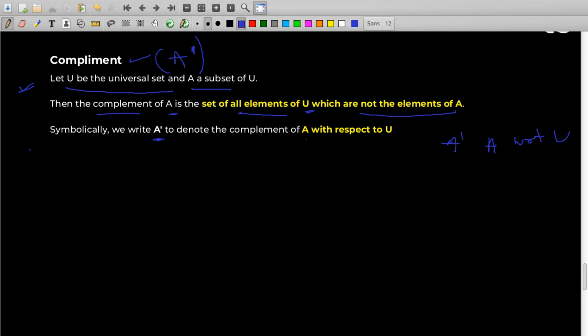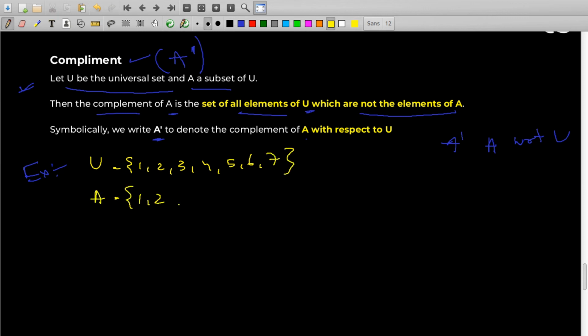Let's understand this with an example if you haven't understood. Let's take U, which is {1, 2, 3, 4, 5, 6, 7}, and A, let's take as {1, 2, 3, 4}. So the universal set and A are there. The definition says all the elements of U which are not the elements of A. So 1, 2, 3, 4 are elements of A, but 5, 6, 7 are not the elements of A, so 5, 6, 7 will be the complement of A. So A dash will be {5, 6, 7}.